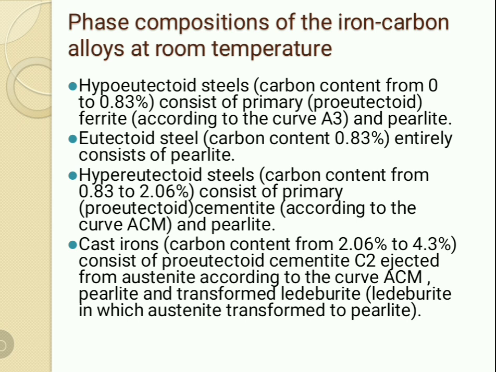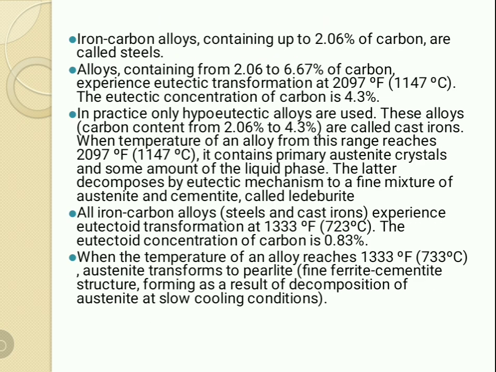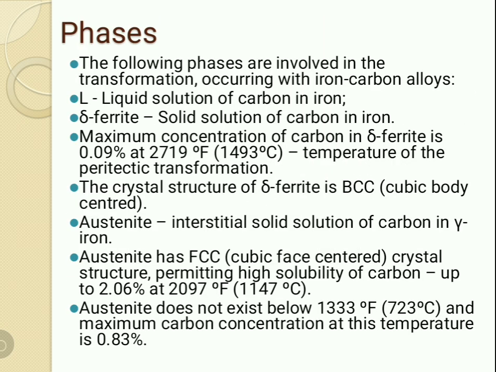Again, for making an alloy of iron, we have to add carbon to it, and after adding the carbon into the iron, we get different phases. The phases are ferrite, austenite, cementite, pearlite, and ledeburite. All these things we get when we add carbon into the iron.